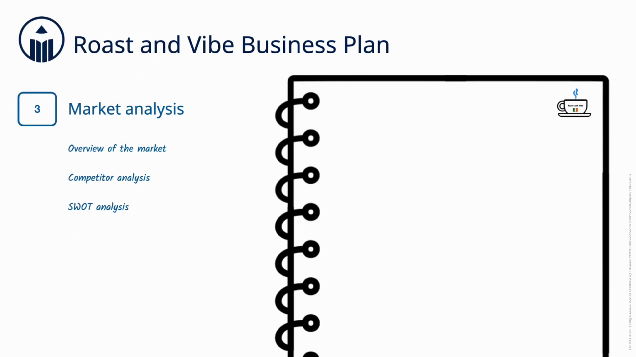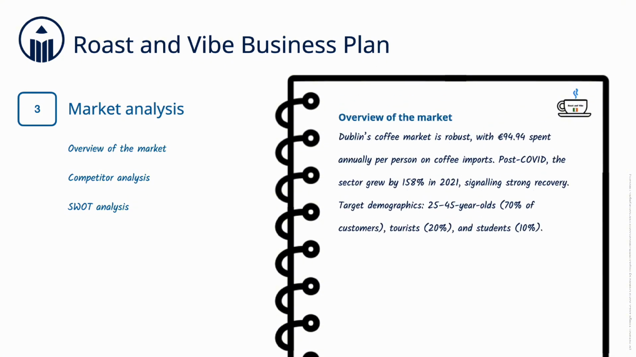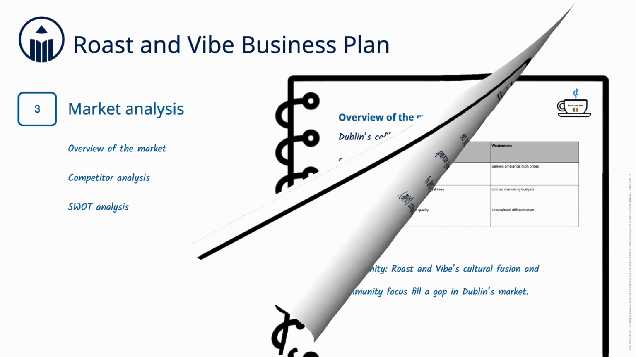Next, we have the market analysis section. This aims to convey a comprehensive understanding of the industry and market environment in which the business will operate. In this section, Roast & Vibe present data that shows that Dublin has a strong coffee market. They highlight growth in the sector, and they also specify their main target demographics. They use this data to demonstrate their substantial market potential and Roast & Vibe's focus on key customer groups that drive their business.